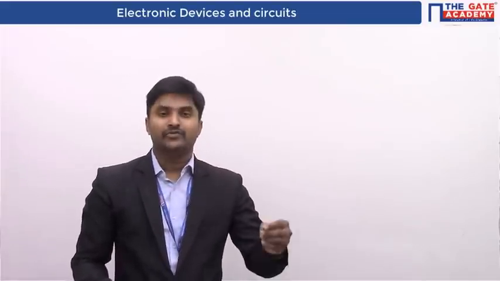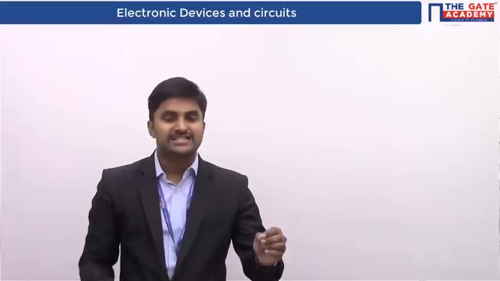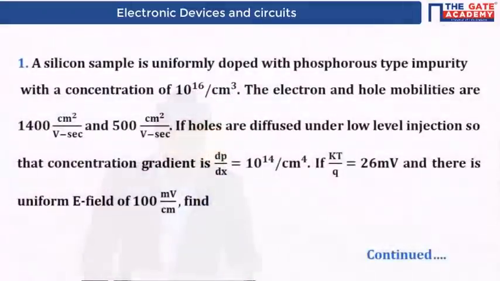Let us look at the very first question. First of all, I'll start reading the question. A silicon sample is uniformly doped with phosphorus type impurity with a concentration of 10 power 16 per centimeter cube. The electron and hole mobilities are 1400 centimeter square per volt second and 500 centimeter square per volt second.